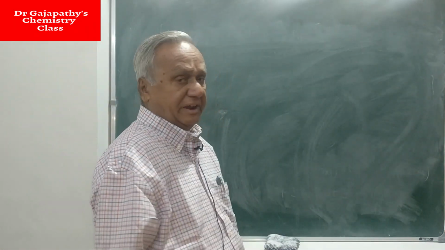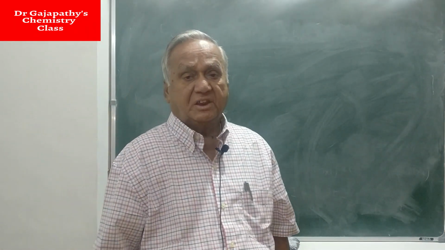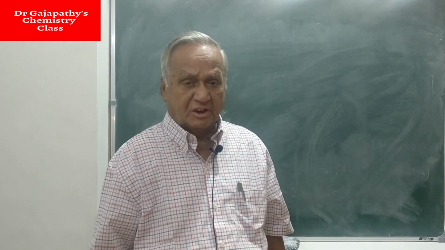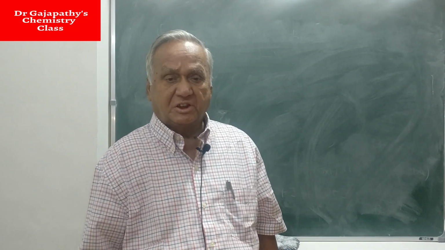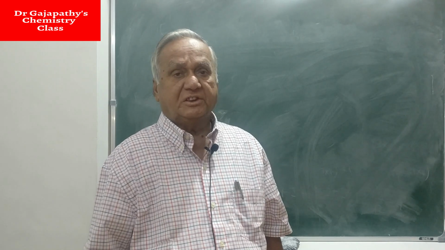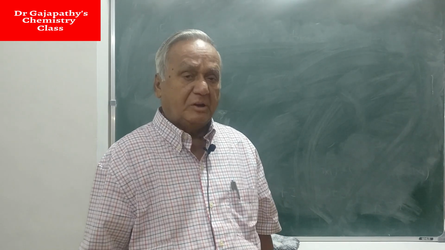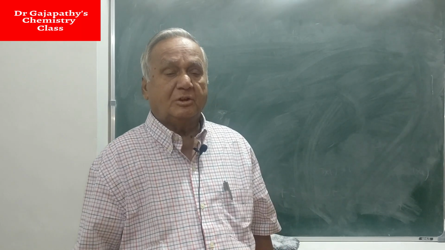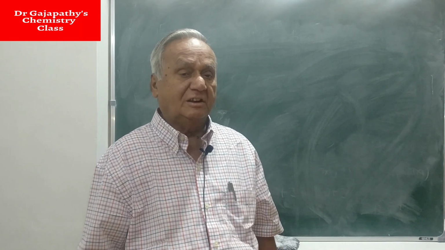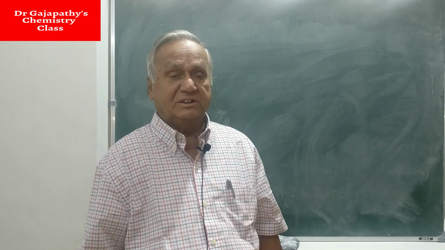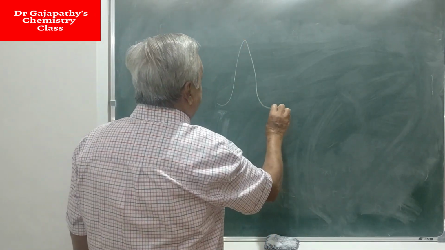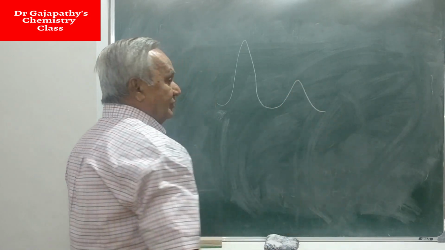Pi star in formaldehyde, n to pi star is a forbidden transition. Sigma to sigma star is allowed. Pi to pi star is allowed. N to pi star is forbidden. A forbidden transition means the intensity will be low. You can't say the transition doesn't take place at all. It takes place, but it's a low intensity. So if pi to pi star is like this, n to pi star will be of less intensity.